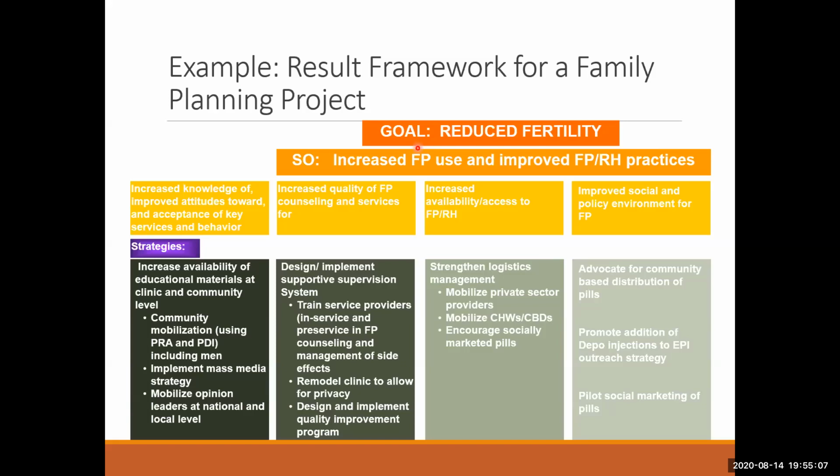The goal is reduced fertility. The SO, strategic objective: increase the use of improved FP or RH practices. This is a health project. I was writing it: increase the availability of education, community mobilization, implement a mass media strategy, mobilize opinion. So this is the thing that you will do to reach this point. And overall, after 4 or 5 points, which is the objective, you will reach the strategic objective. And after that, you reach the impact, which is the goal.